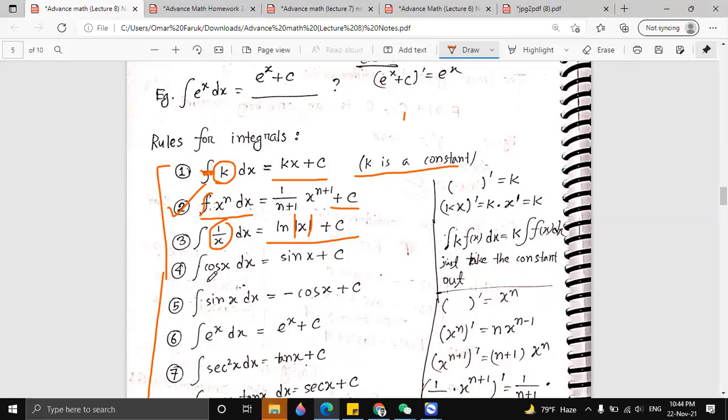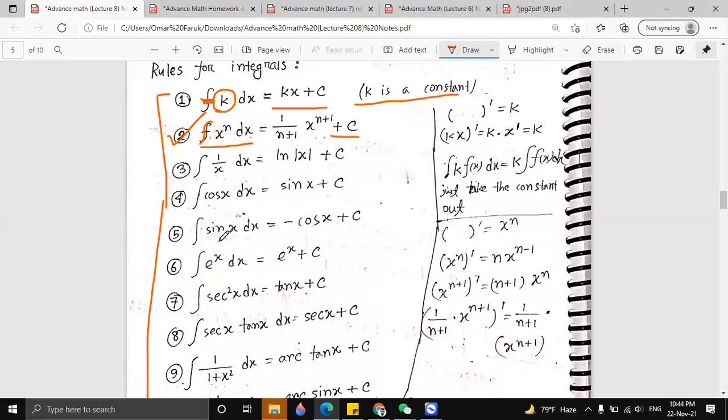Number 4 is integration of cos x dx is sin x, because from differentiation we know that the derivative of sin x is cos x. So differentiation and integration are just opposite to each other.